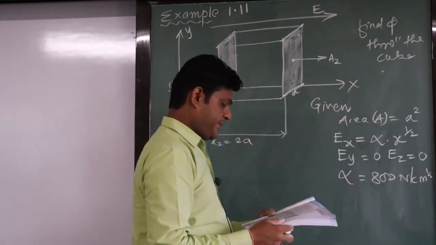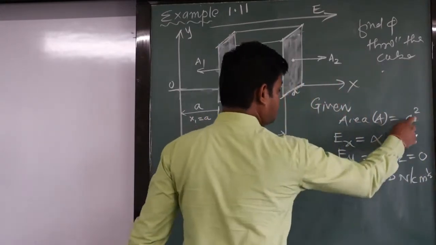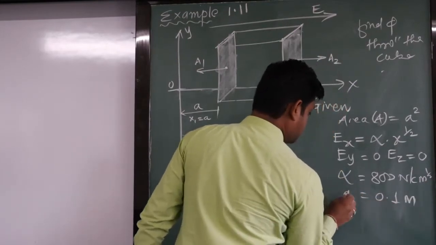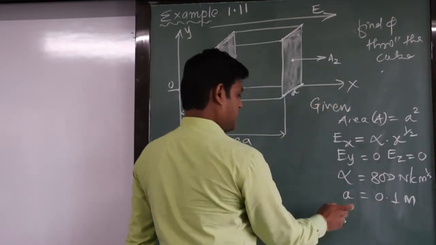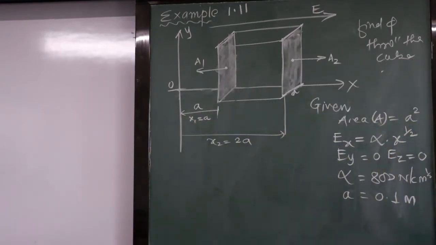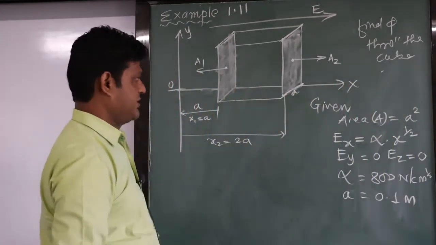Calculate flux through the cube, right? And the value of small a is also given, that is 0.1 meter. This is small a. These many things are given to you, and the question is, calculate the electric flux through the box.